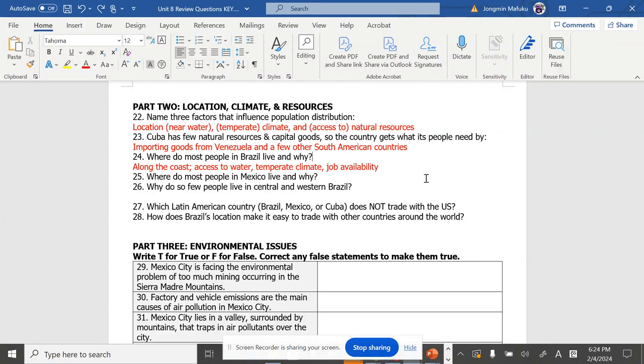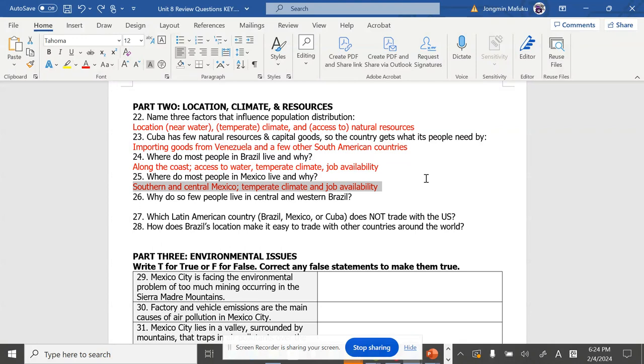Where do most people in Mexico live and why? We already have the idea of most people living where there are a lot of jobs and good climate. That is the answer. People live in southern and central Mexico because of the temperature and it has more jobs in those areas.